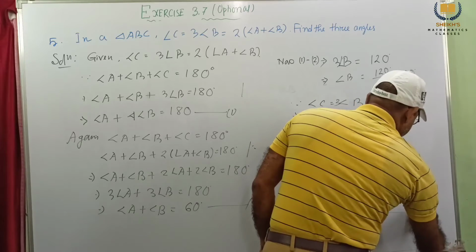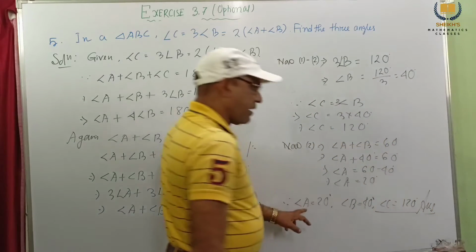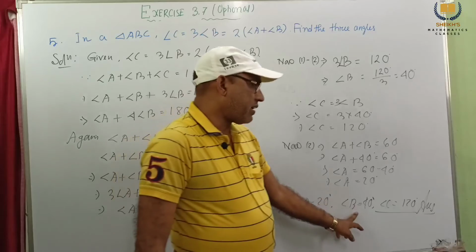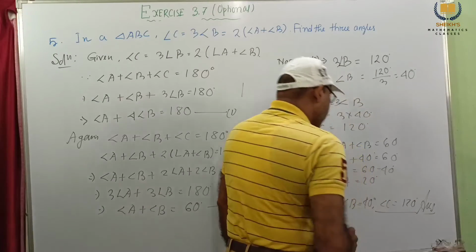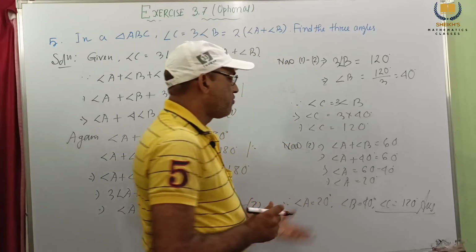So this is our answer. Angle A 20 degree, angle B 40 degree, and angle C 120 degree. These are the answer. So very easy problem.